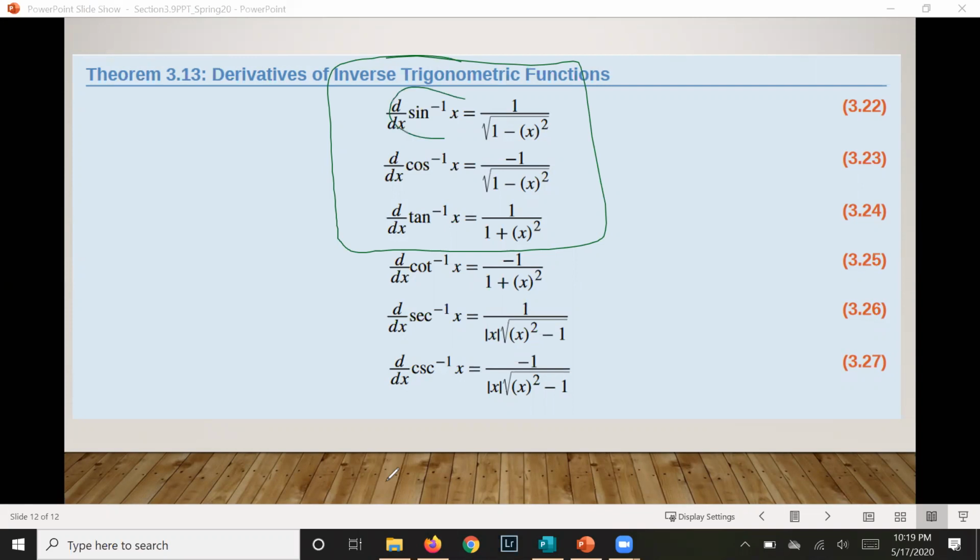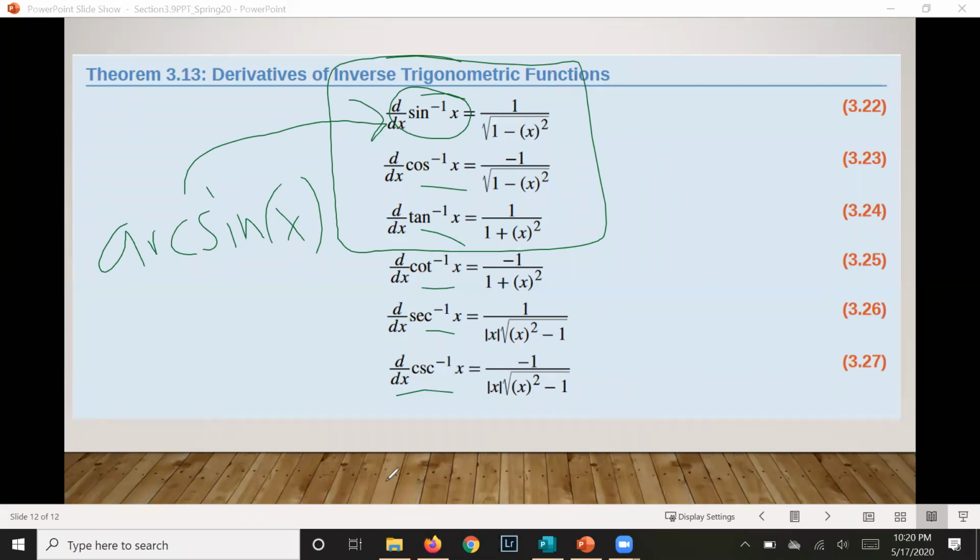The other thing I want to point out that you may or may not have seen before: when we see something like inverse sine, that is the same as if you see something like this. So arc sine of x and inverse sine of x mean the same thing. And it's similar for cosine, tangent, cotangent, secant, cosecant. If you see arc of any of those, it means the inverse function.